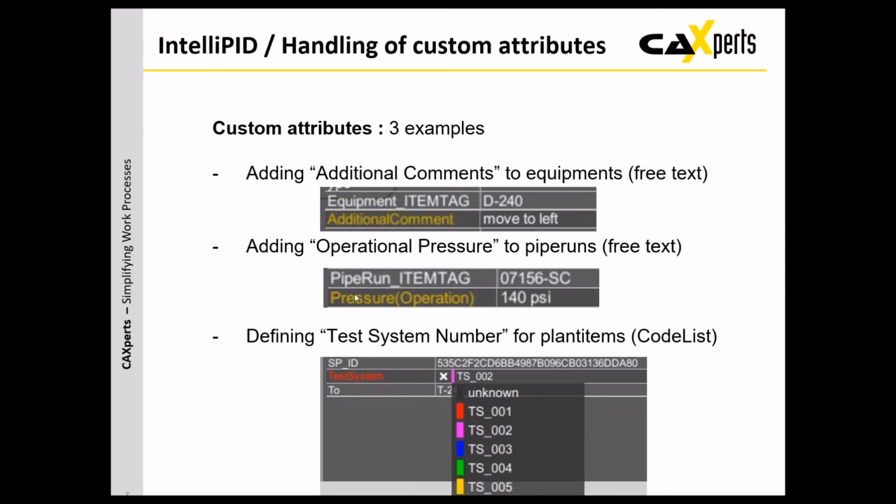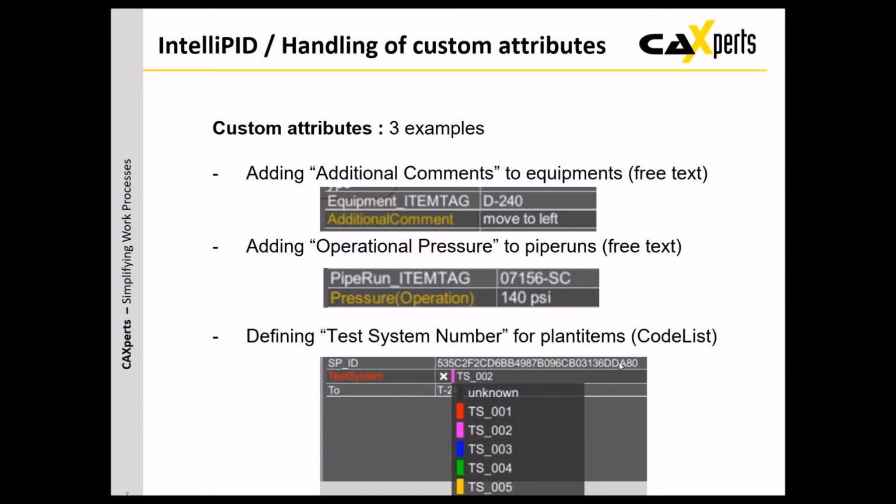an operational pressure attribute, which is on the pipe run level, and the test system number attribute, which is a more generic attribute because I placed it on the SPID property. This means that all the objects that have an SPID, you can click and modify the value for this attribute.